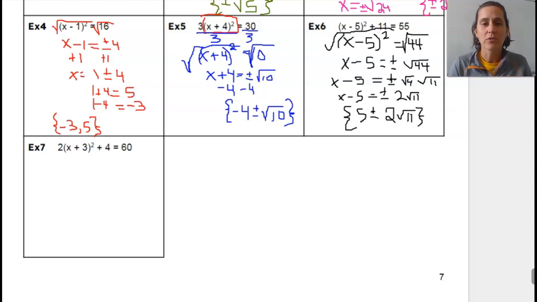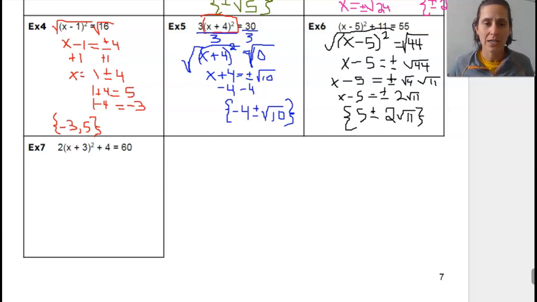In number 7, notice that you have a number in front of the binomial being squared that you would want to get rid of, and then also a number being added or subtracted after the binomial squared that you're also going to have to get rid of. Now, order does matter when you solve an equation. So if I have 2x + 4 is equal to 60, then you'd want to subtract the 4 first, the part that doesn't have a variable, then do your dividing at the very end. So in example number 7, we're going to subtract the 4 first.